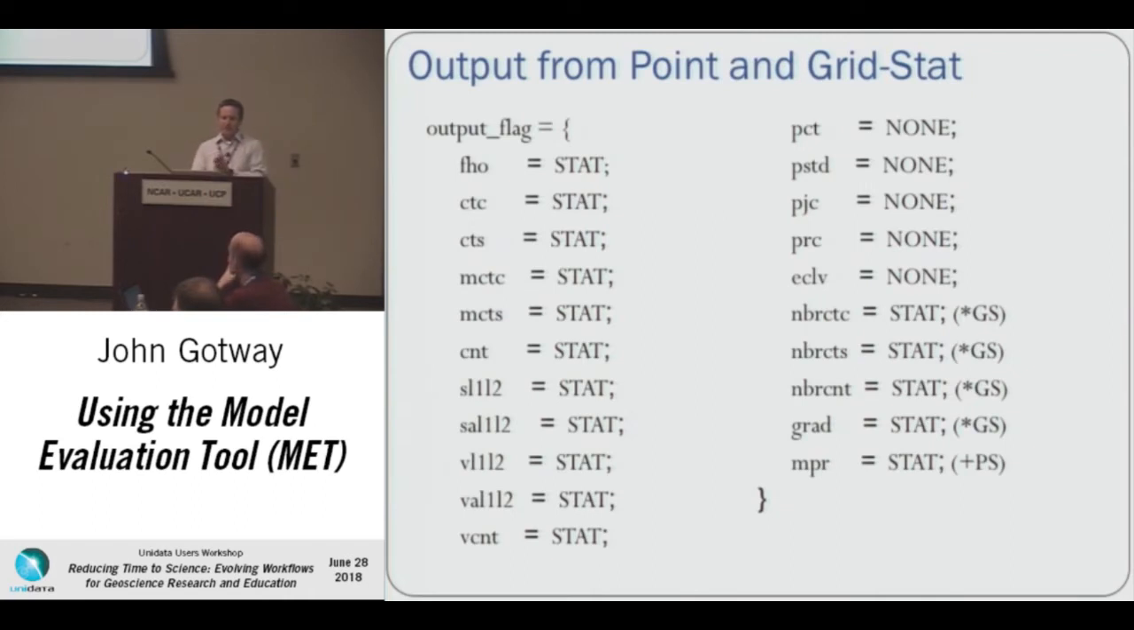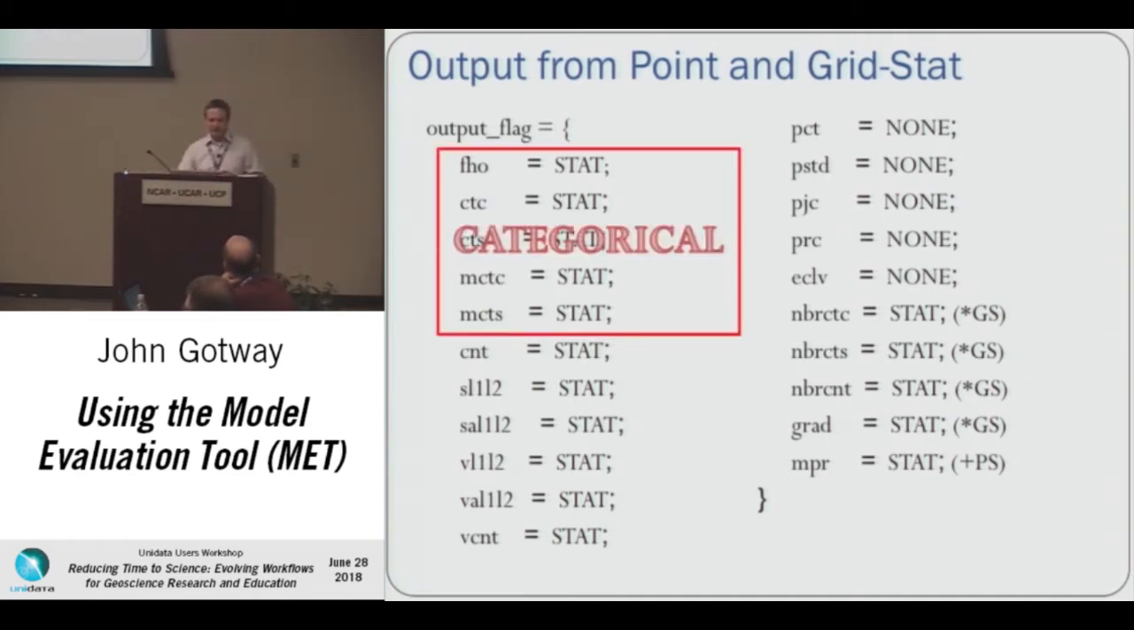Okay, how do you control what the MET tools actually do? In the point and grid stat tools, in the configuration file, there's a section called the output flag. And you see long lists of abbreviations. And basically, each one of these abbreviations stands for a line type. So you can't control the level of detail statistic by statistic. You don't say, well, I want root mean squared error, but I don't want mean absolute error. But you control it by groups.